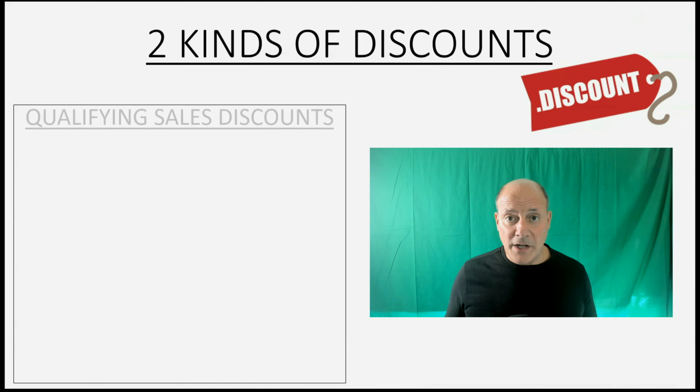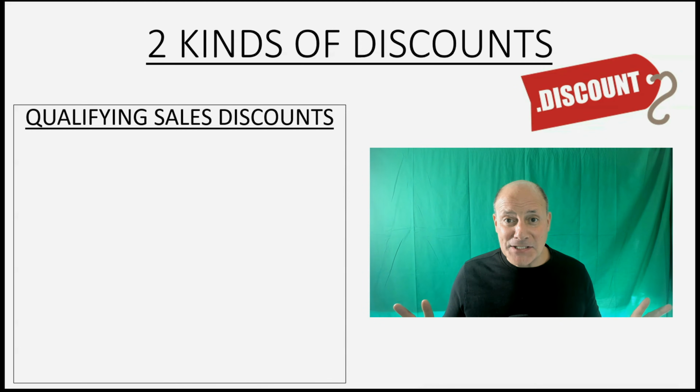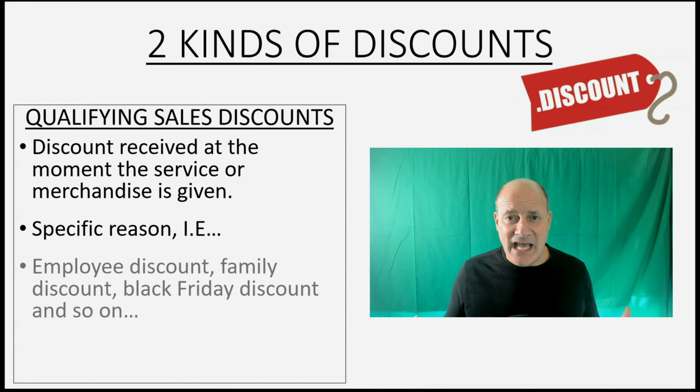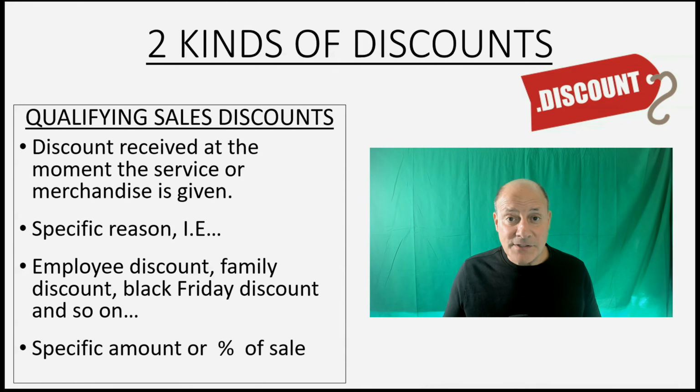First, let's talk about what I call qualifying sales discounts. That means the discount is given for a specific reason, and the discount is given at the moment you sell the product or service, regardless of when they pay. And it's usually for a specific reason that motivates the sale, like Black Friday discount or employee discount, and so on. And this discount can be either a percent of the total sale, a percent of one of the items, or just a flat amount that you put right on the invoice or sales receipt.